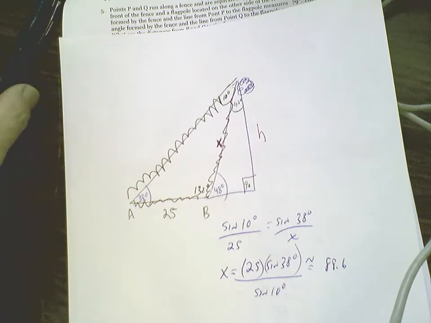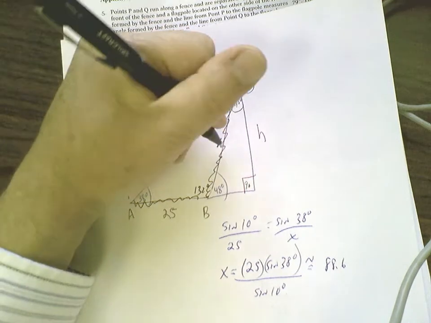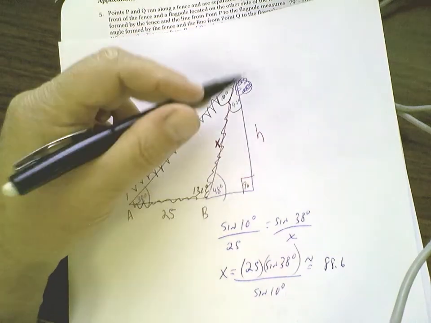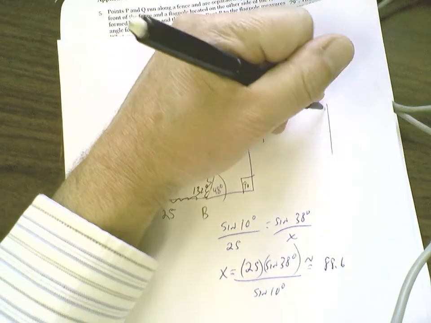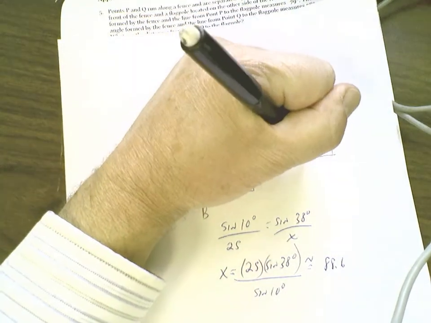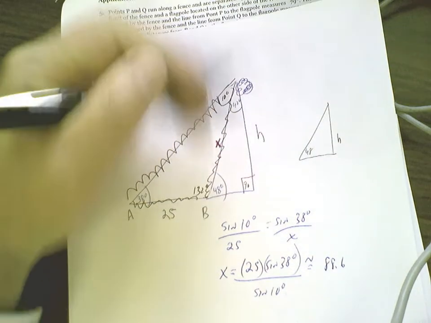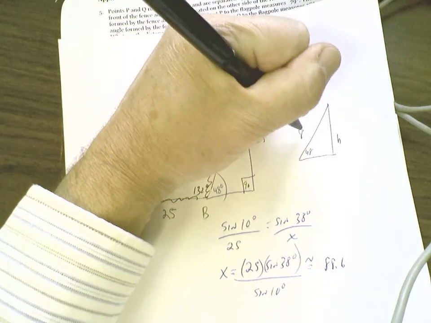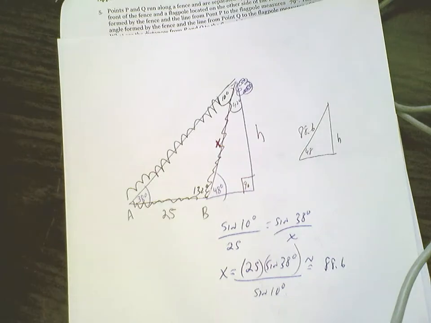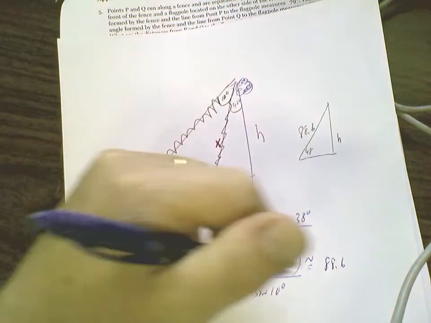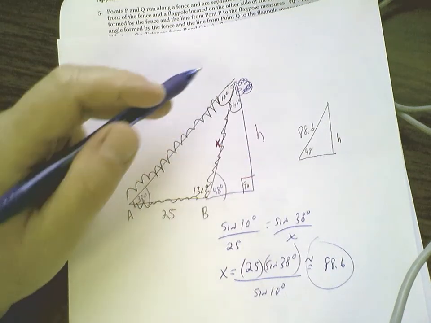Okay, that's very helpful. So now I know I can work with this second triangle, and let's just go ahead and redraw it real quick. 48, h, height of the tree, and 88.6. So I found the distance from point B to the top of the tree is 88.6.